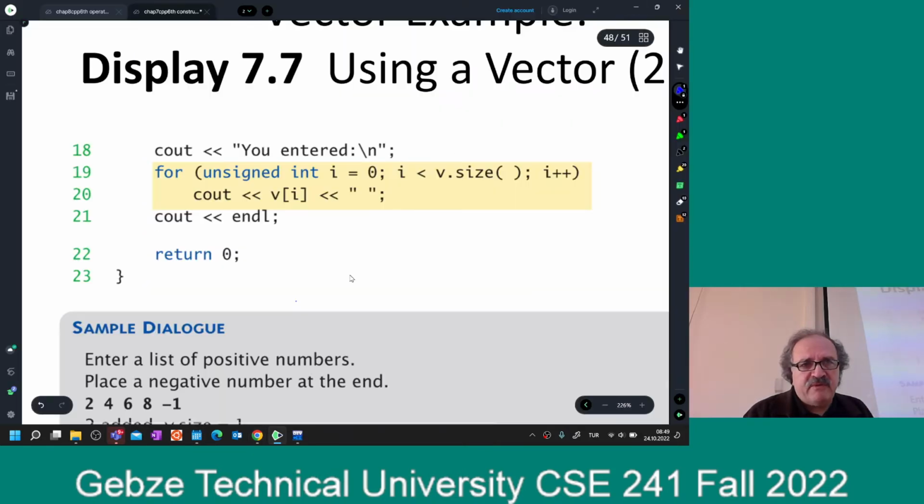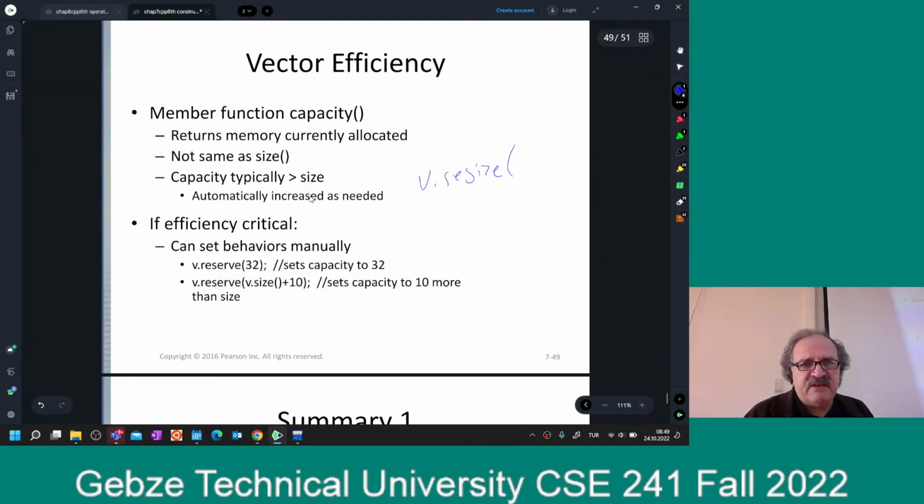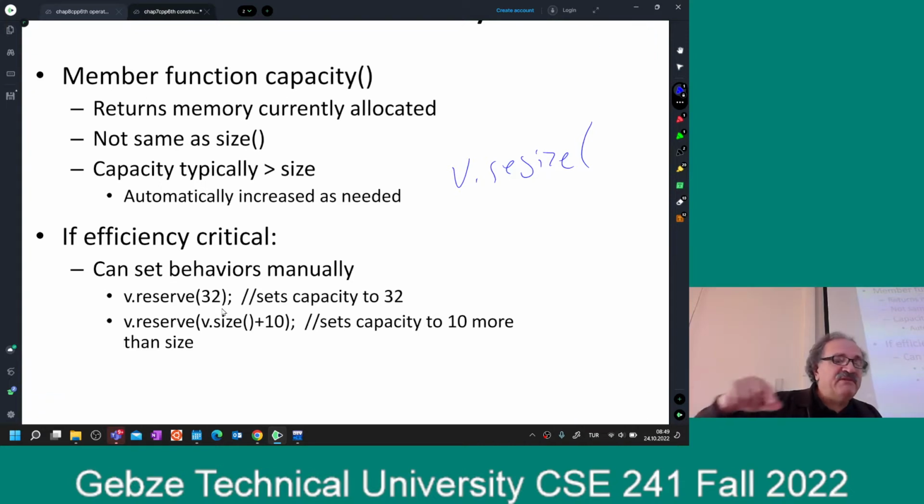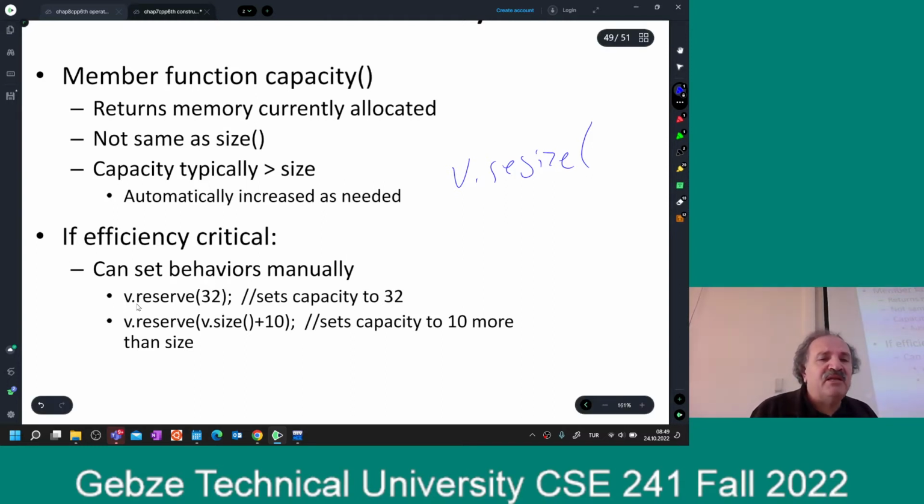Okay, that was the end of the chapter actually, vector efficiency. You can reserve space. If you use push back over and over again, every time you might be doing a deallocation or allocation, and that's inefficient. I don't know how it does it, but if you know that there will be 32 integers in your vector, but for now your size is 0, at the beginning you may reserve 32 integers. When you do the push back, there won't be any allocation, because you already reserved that much space in your vector. Good?